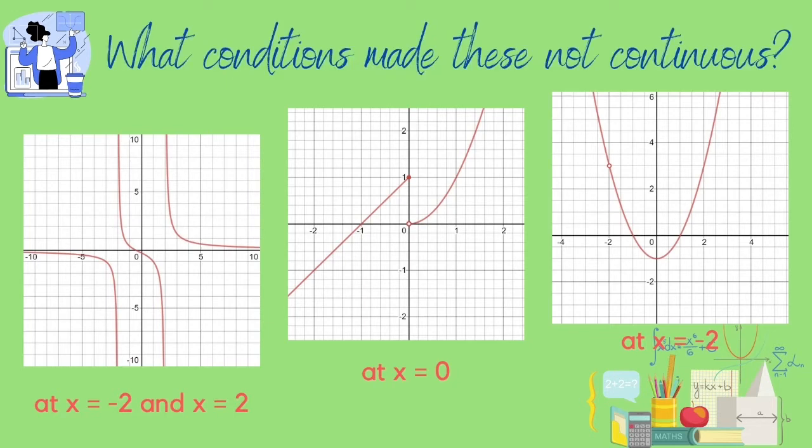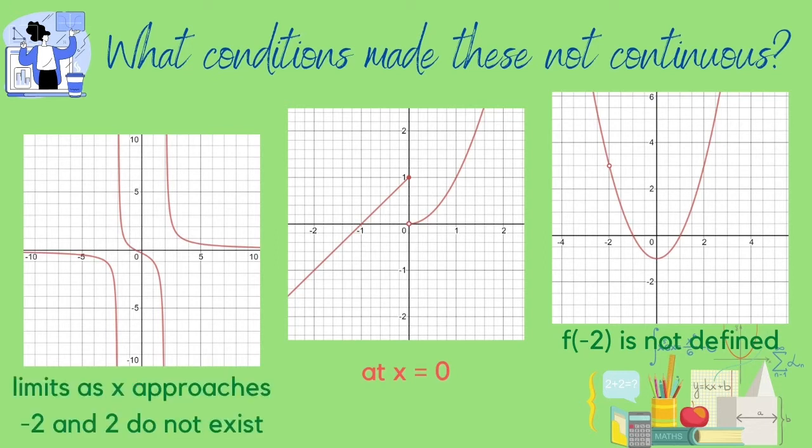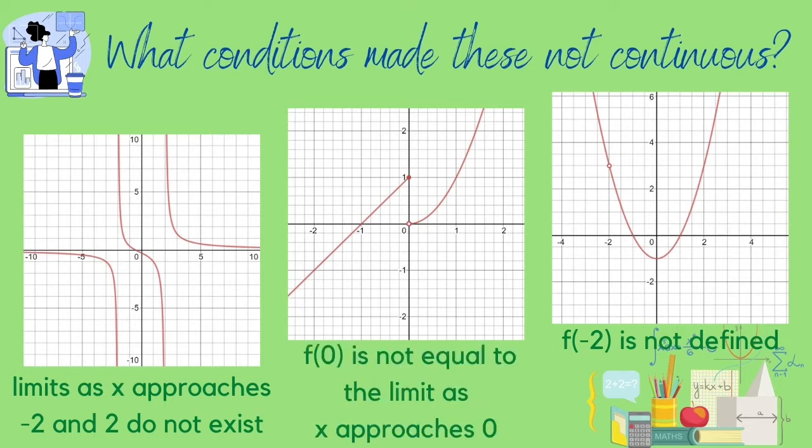What conditions made these functions not continuous? f of negative 2 is not defined. Limits as x approaches negative 2 and 2 do not exist. f of 0 is not equal to the limit as x approaches 0.